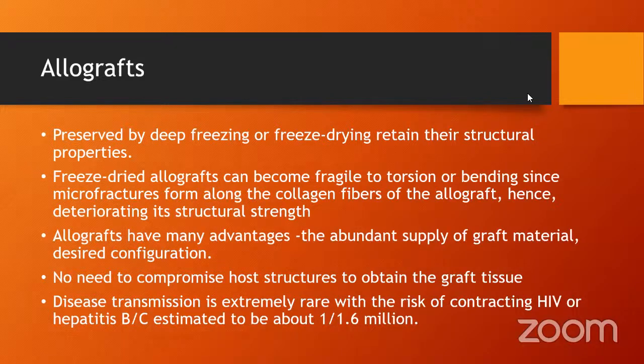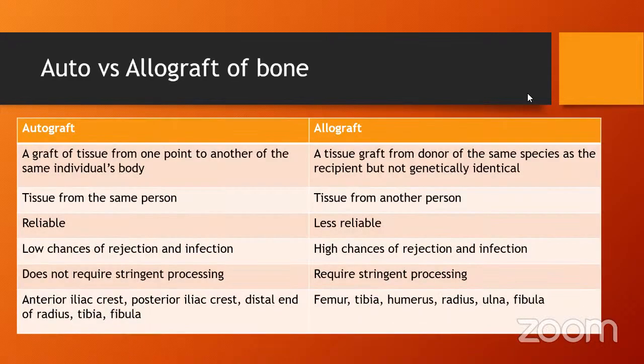Allografts have many advantages. As I previously mentioned, they have an abundant supply of graft material, so there is no need to compromise host structures to obtain it. One of the drastic disadvantages of allograft is disease transmission, especially HIV or hepatitis, blood-borne disease transmission, which is estimated to be around 1 in 1.6 million cases. So this is a brief idea about the autograft and allograft comparison.